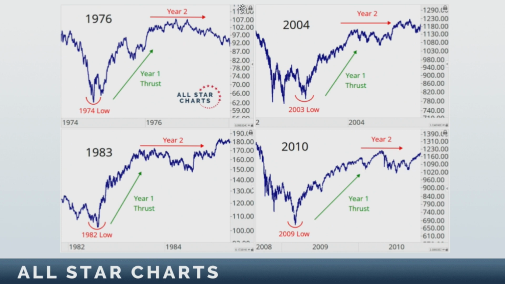Then after the tech bubble burst in 2000, markets crashed, right? Big bottoming process. What was that final pivot low in 2003? Monster thrust higher. And then what happened in 2004, which was year two? Chop, chop, chop. You saw it in 83 after a monster ripper. What happened in 84? Chop, chop, chop. Off the 1974 low and the monster 1975 epic year. What happened in 76? Chop, chop, chop, right?